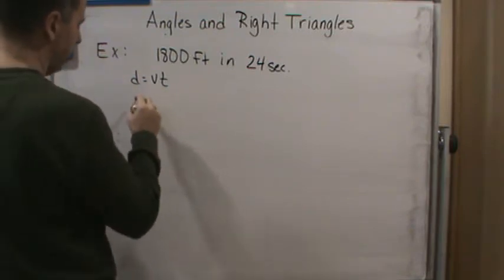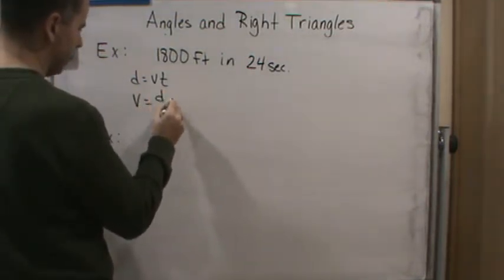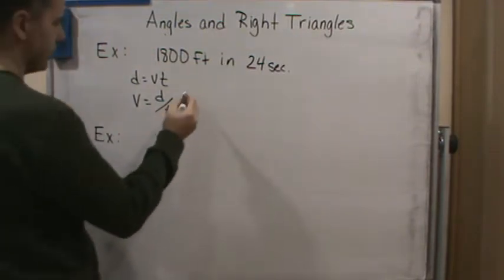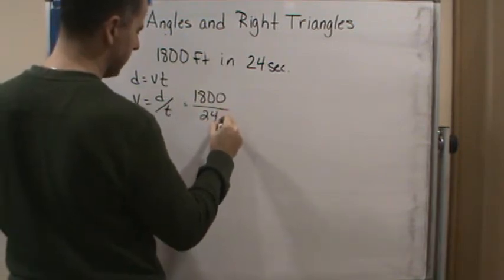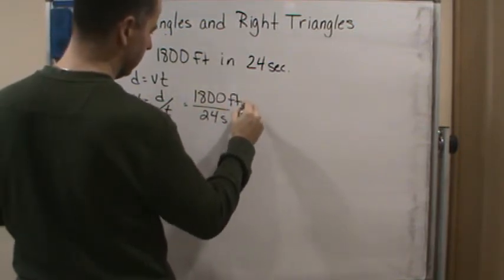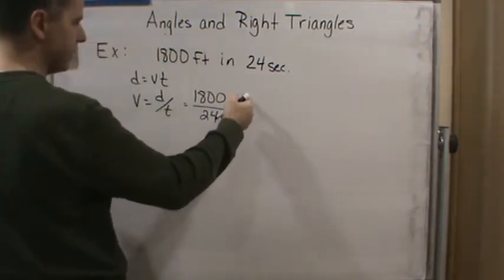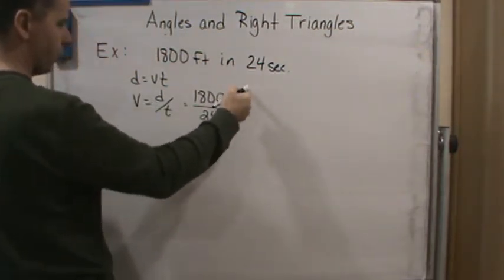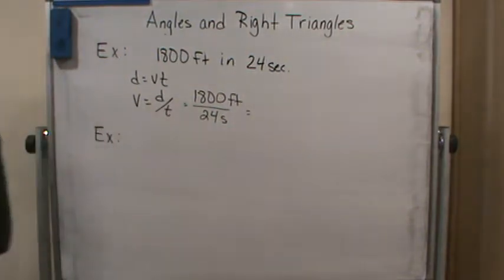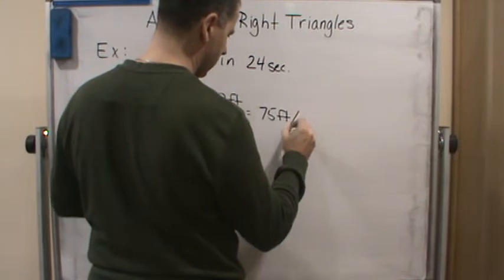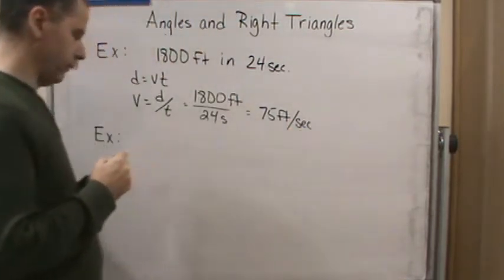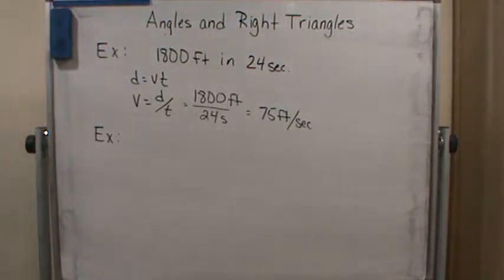So now, what are we going to do? We're going to use V equals distance divided by time. So what's the distance? 1,800 feet. What's the time? 24 seconds. And so we've got distance per unit time, so we know we got the right ratio. So we know we're dealing with a rate of change. So that's good. So if we put this in our calculator, this gives us 75 feet per second. And that's the linear speed of the vehicle.